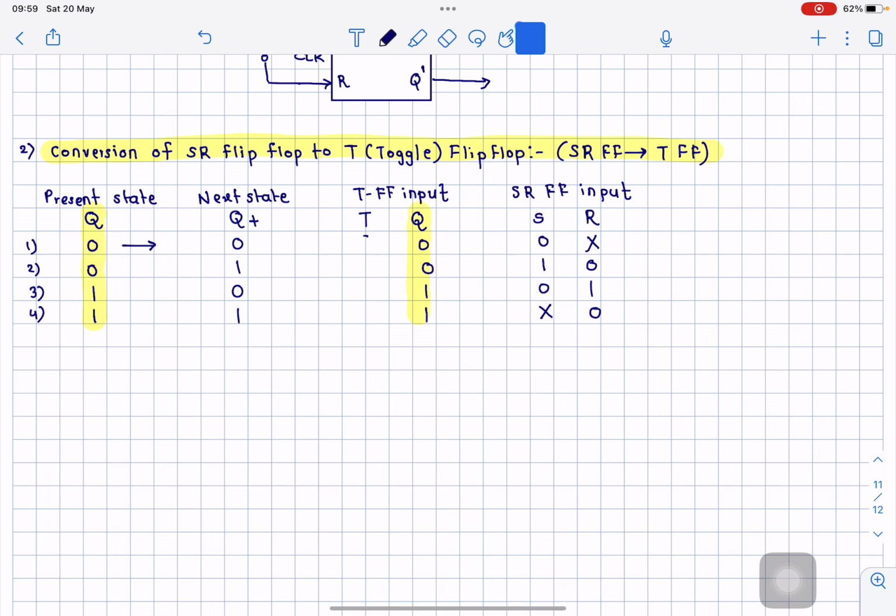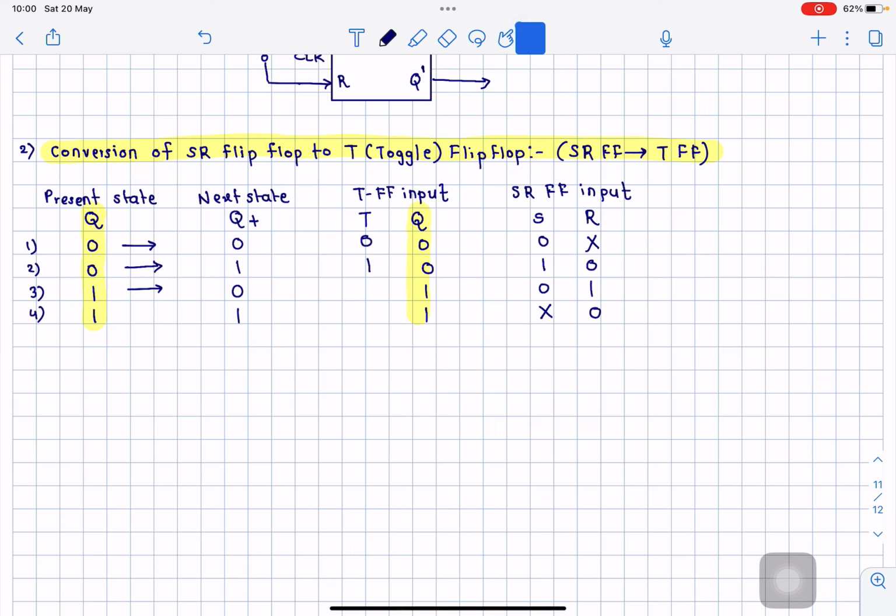The T input should be 0. Now the second case: present state is 0, but the next state we want is 1. So what input should you provide at T input? That is 1. Right. Third case: present state is 1, and the next state we want is 0.